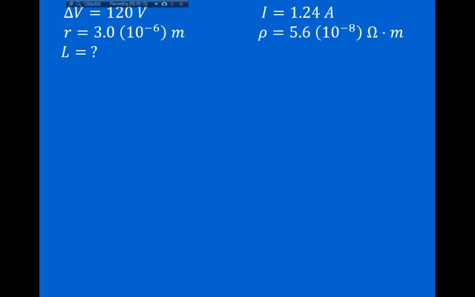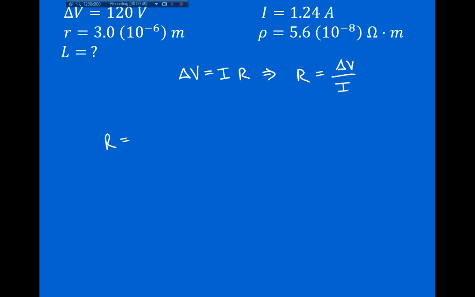So the basic approach which we're going to use to solve this problem is we're first going to use Ohm's law to relate the resistance of the filament to the voltage across it and the current that's flowing through it. Once we know the resistance of the filament, we can then calculate its length using the formula for resistivity. So Ohm's law tells us that the voltage that's lost over a resistor is equal to the current that flows through it times the resistance. And this means that the resistance of the filament is going to be equal to the voltage drop across it divided by the current that's flowing through it.